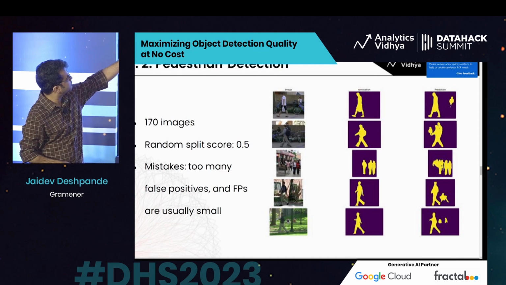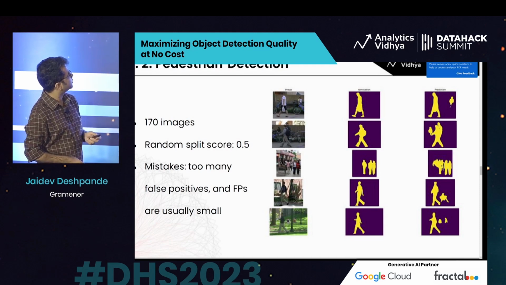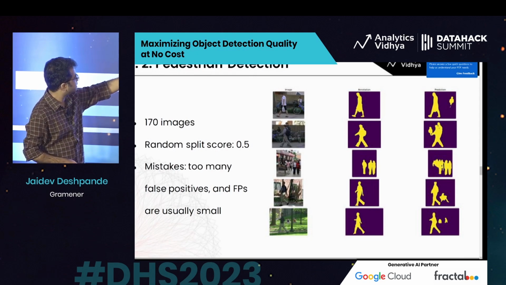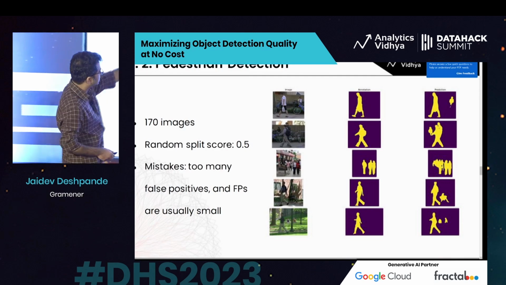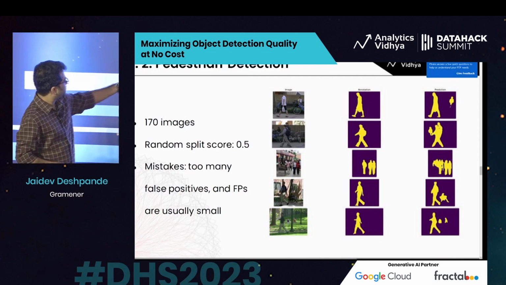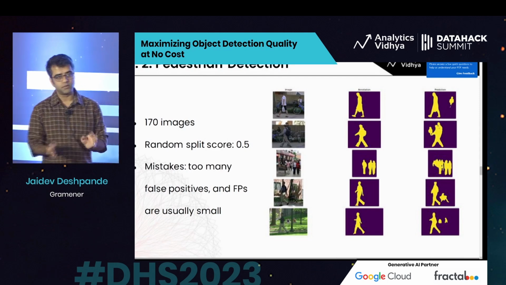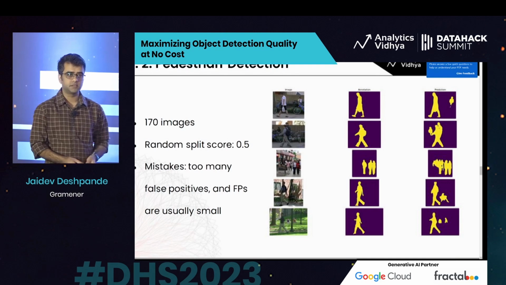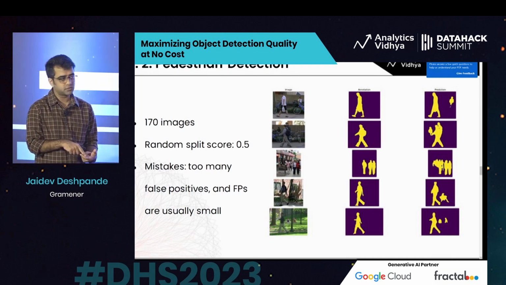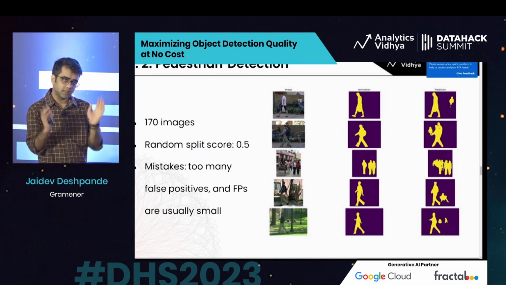So you see that in the first image there is somebody in the background, there are people sitting on the bicycles. In the second one, there is a big crowd. Of course, I would say that a few of those are pedestrians, but there are people sitting on the lawn and benches who are not pedestrians. The whole idea is to learn pedestrians. So those are the mistakes. Too many false positives, and most of the false positives are people who are not pedestrians, and they are small.